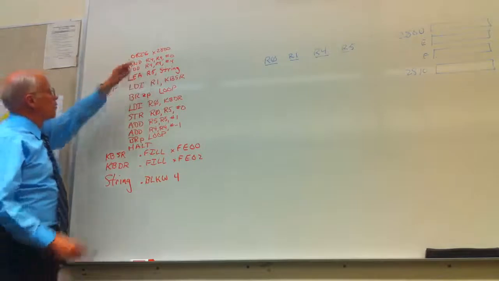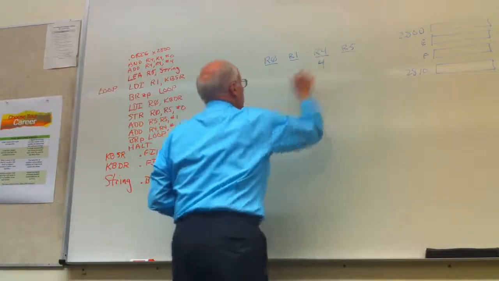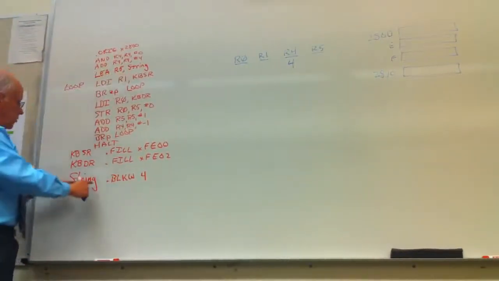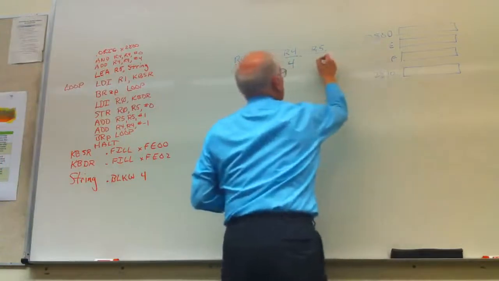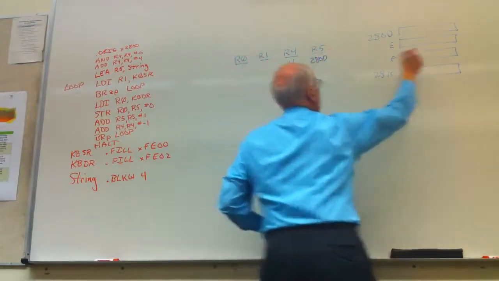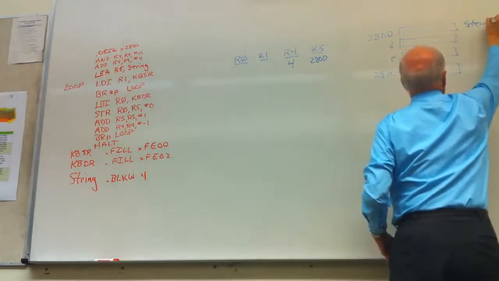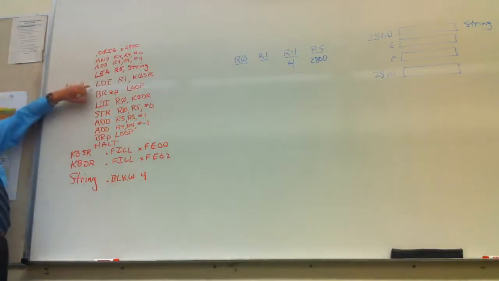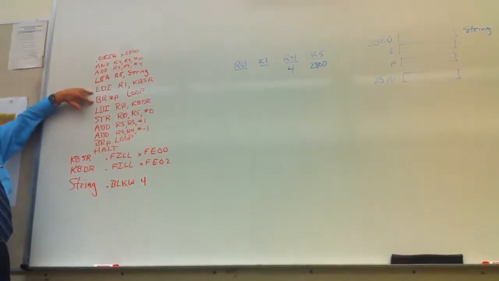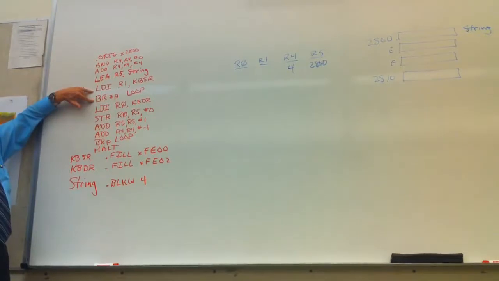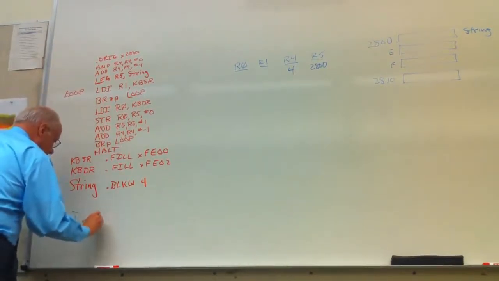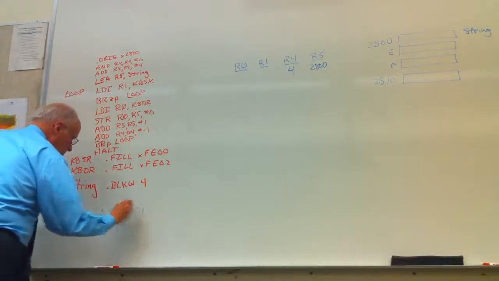Okay, we begin by getting a 4 into register 4. So there we are. We load the address of string into register 5. Well, that's 280D. This is my string. And now we're set to start the loop. Okay, I wait here until a key gets pressed. For the sake of discussion, let's say that our input is ABCD.